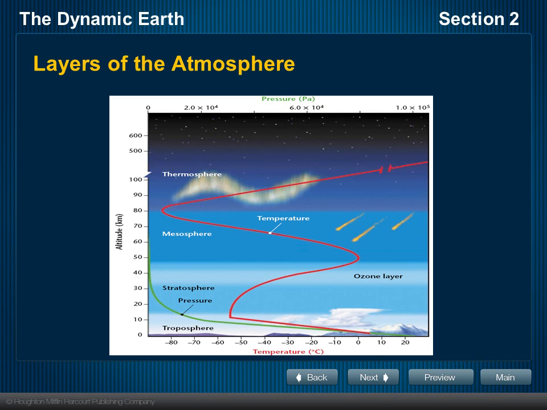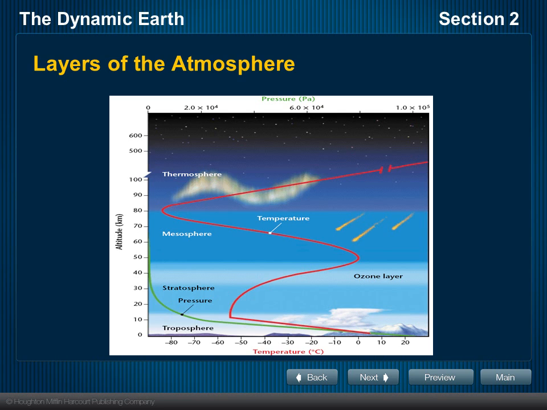I don't go into too much detail in terms of pressure. The green line represents the pressure and shows what happens to the pressure as altitude increases. The red line is going to show the temperature. And so I want to use the red line as an example.